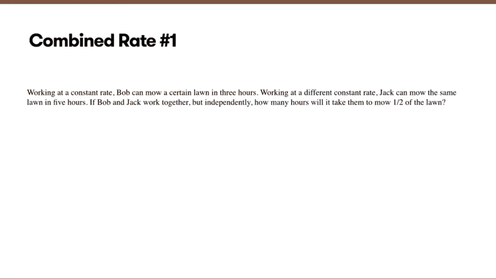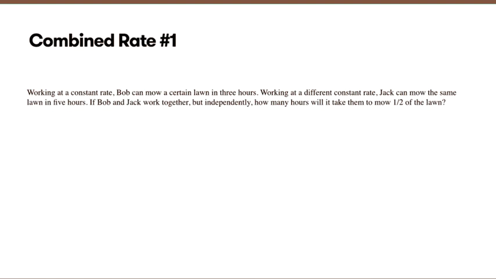Now, we're going to move on to combined rates. Combined rates are one of the trickier topics in rate questions. These give a lot of students difficulty because here, instead of looking at one person doing a job or one machine doing a job, you're going to be looking at people or machines working together.